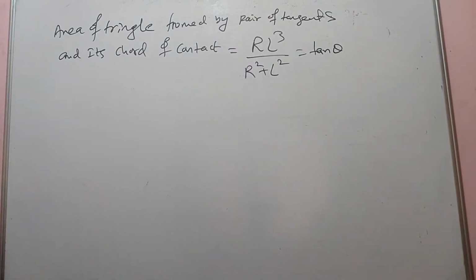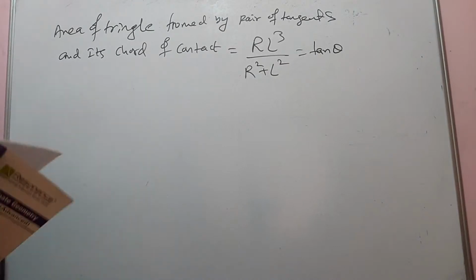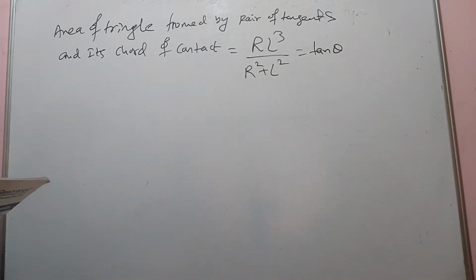So let's solve a question based on this pair of tangents. This is an angle related question, right? What is L and what is R here? L is the length of the tangent. R is the radius. Now let's find one question based on this. Let's find the equation of the chord of contact of the tangent to the circle.